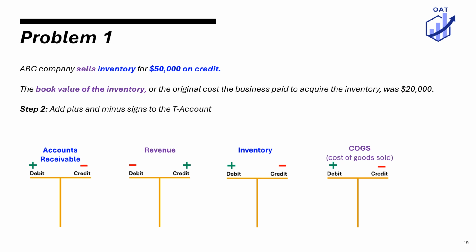We know that revenue increases retained earnings. Therefore, its normal balance is a credit. We also know that expenses like cost of goods sold decrease retained earnings. Therefore, its normal balance will be a debit. If this is confusing to you, just go back to slides 11 through 13. Now it's time to add our numbers.